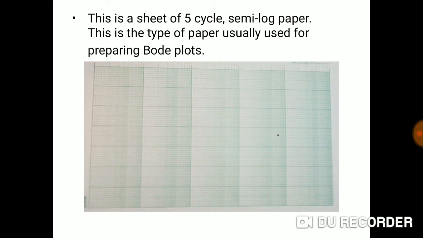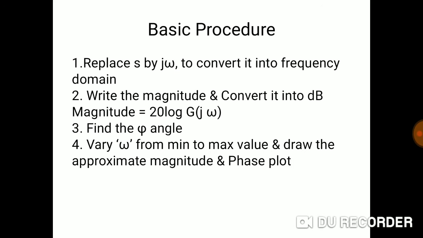This is the semi-log paper where we are going to draw the magnitude plot and the phase plot. What is the basic procedure for that? First step: whatever transfer function is provided, it is in terms of S, and we have to convert it into j omega, that is, convert into the frequency domain. Then write the magnitude and convert it into dB.